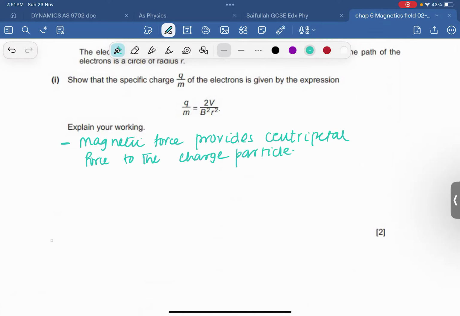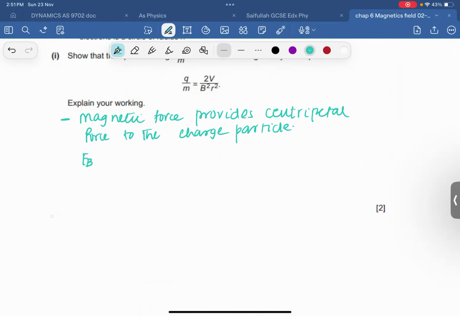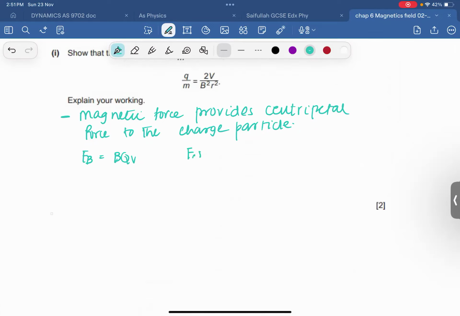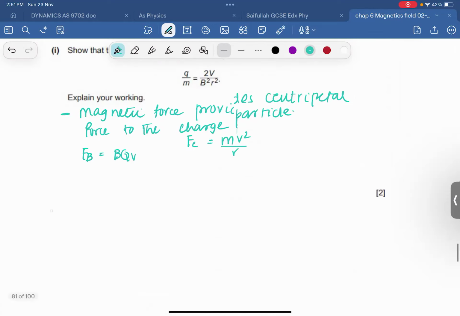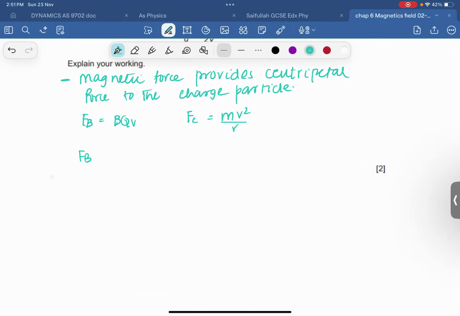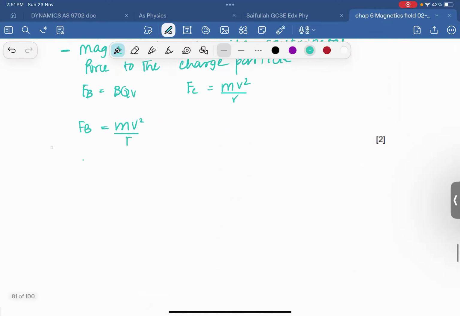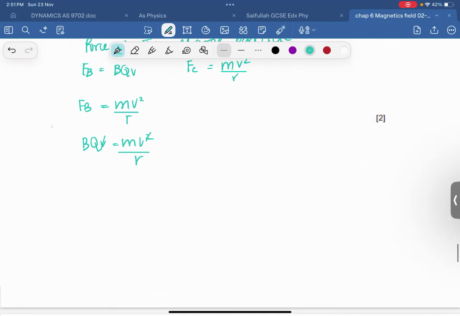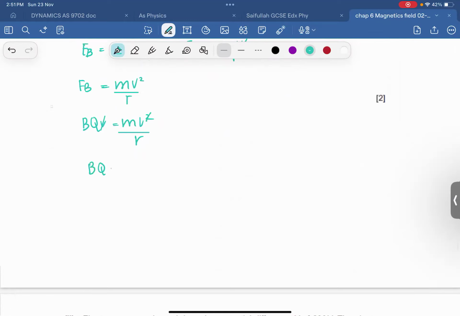Okay. So magnetic force has a formula FB equals BQV, right? And centripetal force has a formula FC equals mv squared over r, right? Then we can say that FB is the only force acting, so it equals mv squared over r, okay? And in place of FB, we can write this value. So BQV is equal to mv squared over r. So v and v goes off. BQ is equal to mv over r, right? This is some of the derivation.